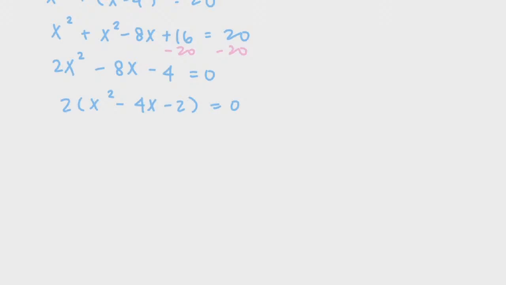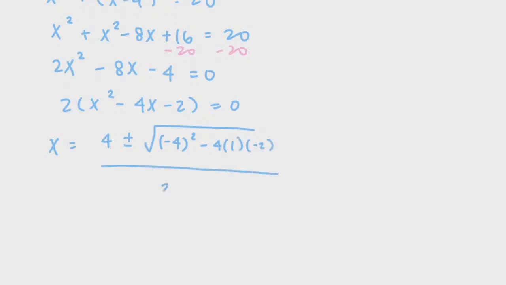And then we'll have to try to factor x squared minus 4x minus 2, but no numbers will multiply to negative 2 and add to negative 4, so we'll have to use the quadratic equation. So that'll be 4 plus or minus the square root of negative 4 squared minus 4 times 1 times negative 2 over 2 times 1.